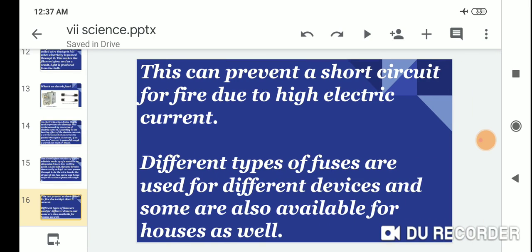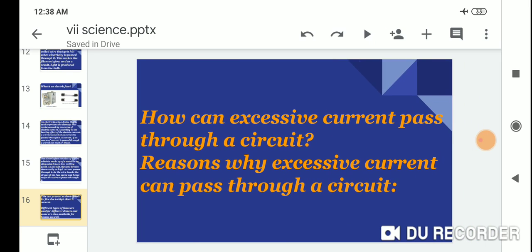This can prevent a short circuit or fire due to the high electric current. Different types of fuses are used for different devices, and some are also available for houses as well.